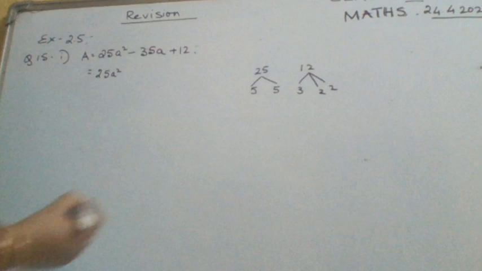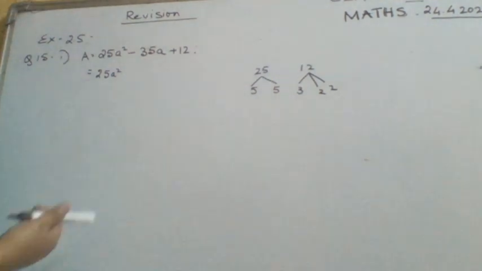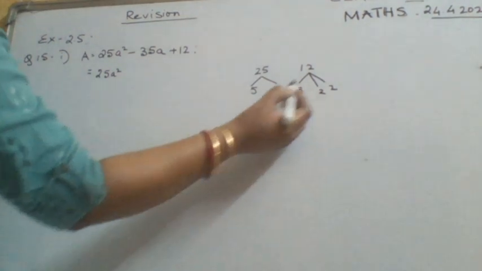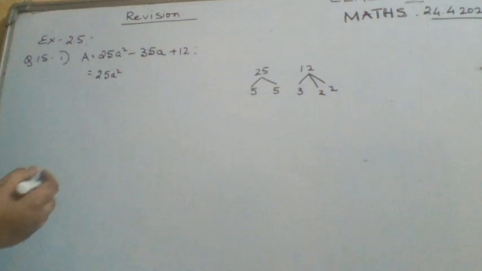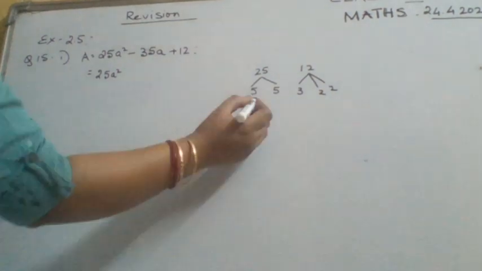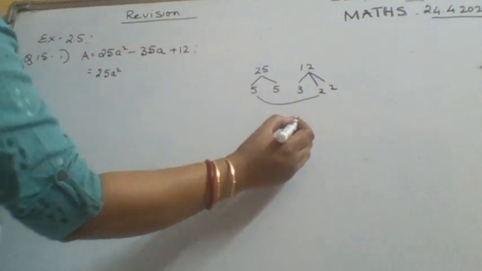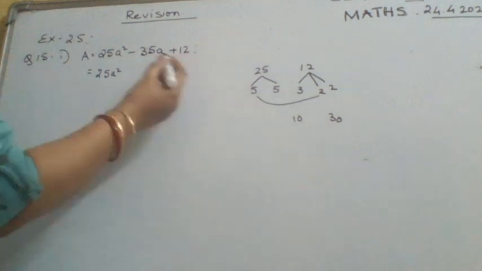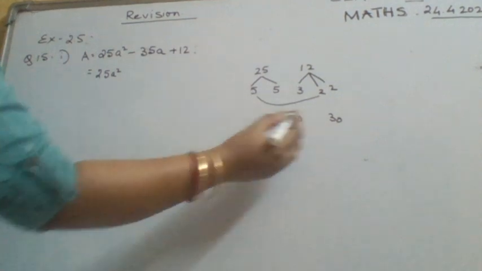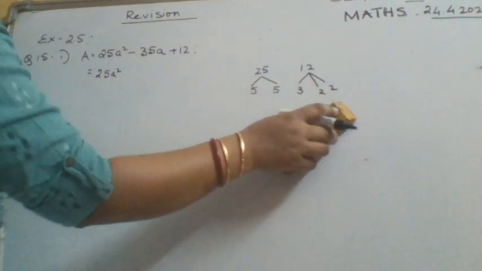The coefficient of a square is 25, and this is 12. These are the prime factors. Now we will try to find two numbers from these prime factors such that they will generate the middle term. If you try to pair 5 with 2, that gives you 10. 5 into 3 is 15. 15 into 2 is 30. So 30 and 10, if you take the sum, that gives you 40, and if you take the difference, that gives you 20. So this is of no use. We need to look for some other pair.